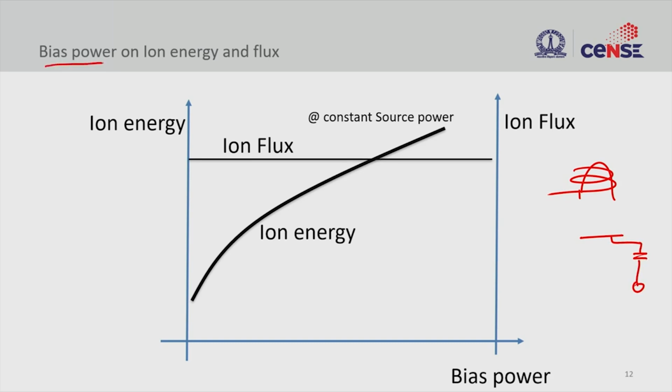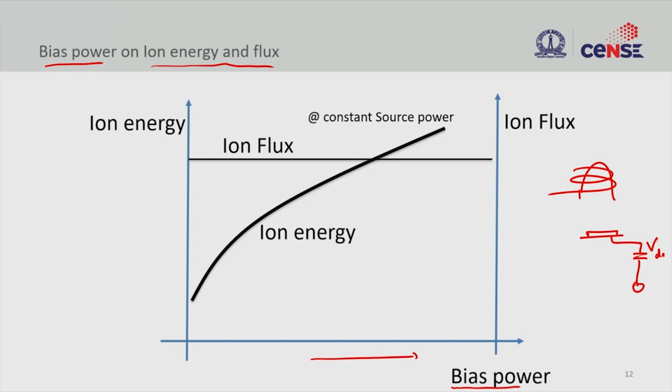So bias power is what we supply to the wafer, right? That VDC is your bias. And then ion energy. What is the effect of bias power on ion energy and ion flux? So now let us look at what happens to ion flux and ion energy when you change the bias power. So now I am changing the bias power, right, in this axis. And what happens to the ion energy?